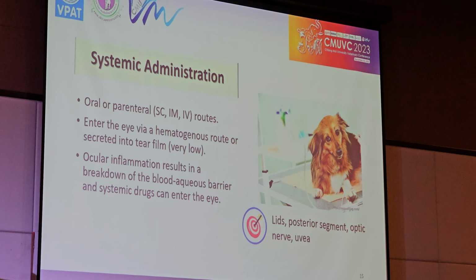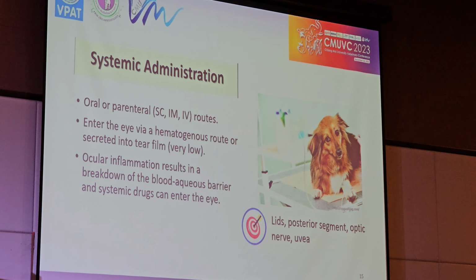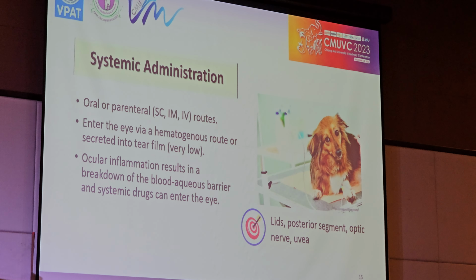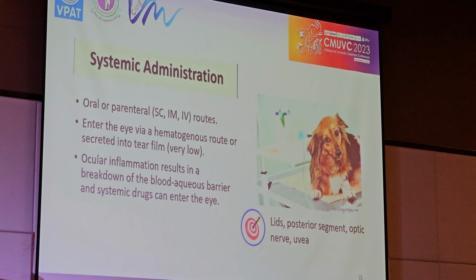And the last route is the systemic administration, such as the oral route or subcutaneous, intramuscular, or intravenous injection. The drugs reach the eyes hematogenously through the vasculature into the ciliary body and are secreted into the tear film in a very low percentage. Ocular inflammation results in the breakdown of the blood-ocular barrier, so systemic drugs will enter the eyes. The systemic route is typically most effective for the treatment of disease in the eyelids, orbit, and the posterior ocular segment.